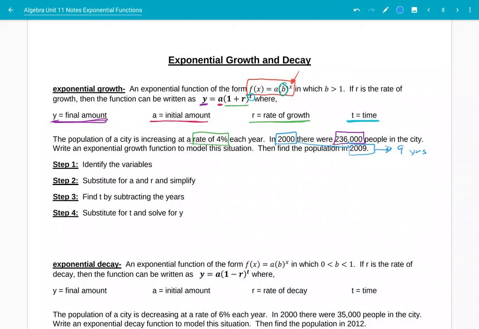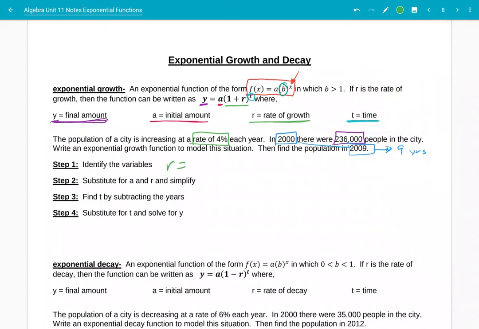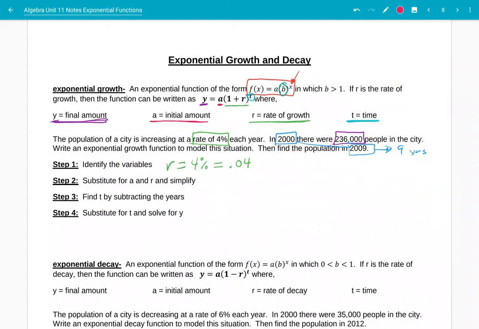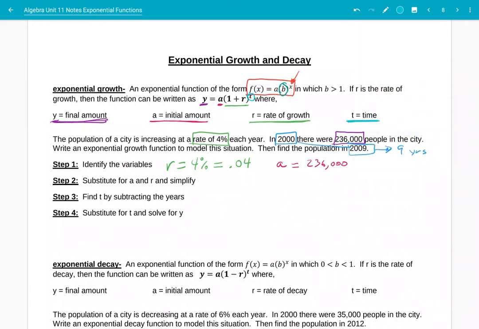Alrighty, so step 1, identify the variables. Well, we just did the rate equals 4%, and we're going to write it in decimal form, 0.04. All right, and then the initial amount, A, the starting amount, was 236,000. And then the time is 9 years.